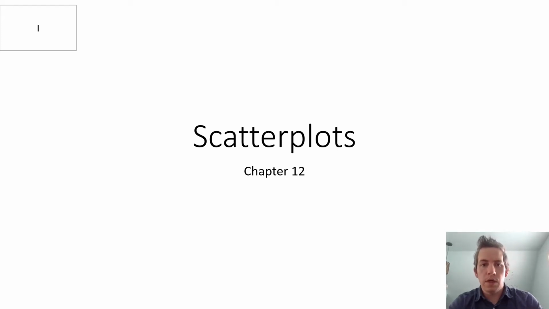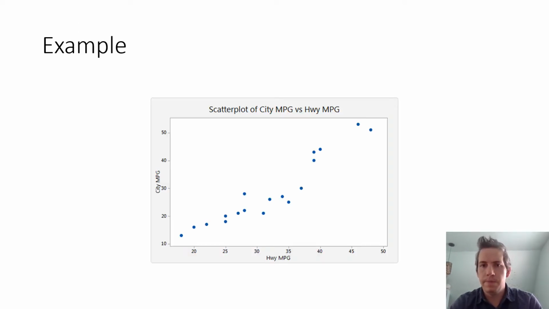All right, so today we're going to be talking a little bit about scatter plots, which is chapter 12. And in particular, we want to look at what a scatter plot is, describe how you would build one, and then what we can do with scatter plots when it comes to using statistics. So I'm going to start right off with an example.